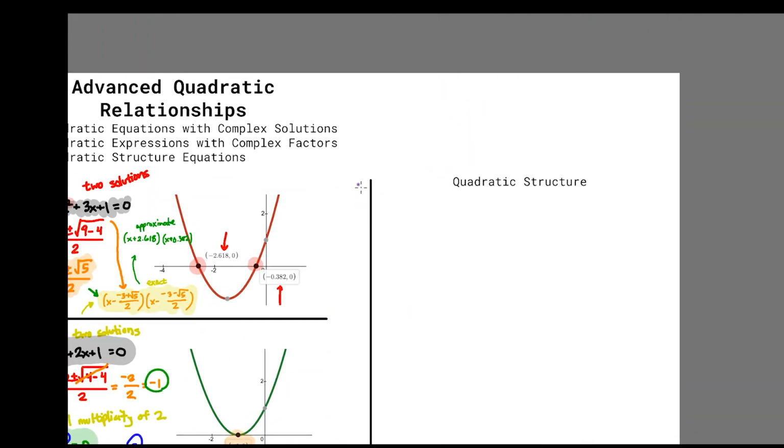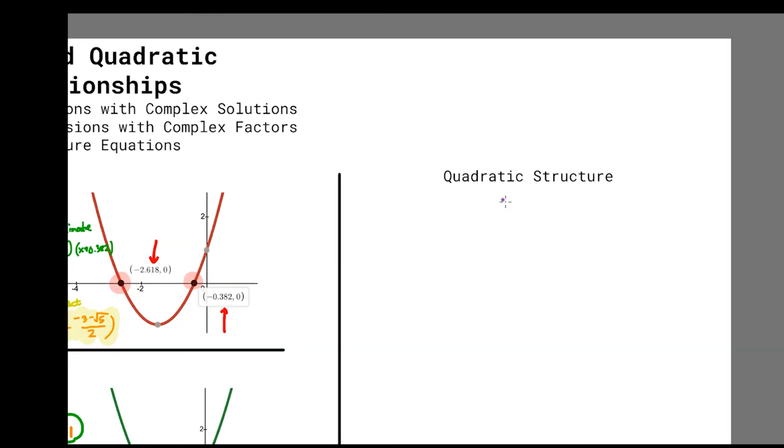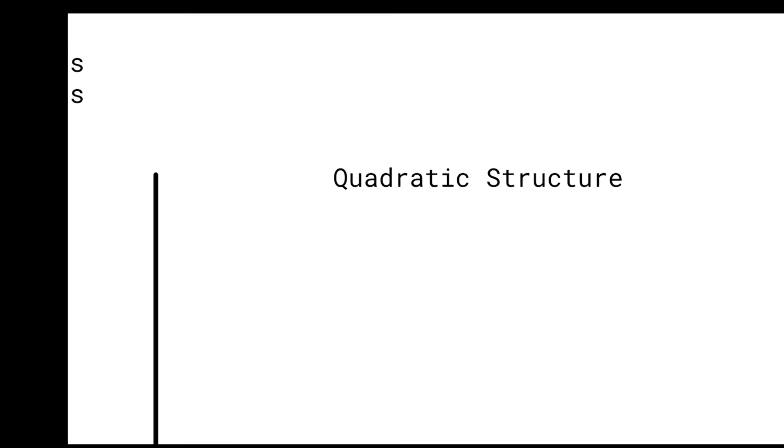So the last advanced quadratic relationship that we're going to cover is quadratic structure. What I mean by quadratic structure is any equation or expression that can look like this.